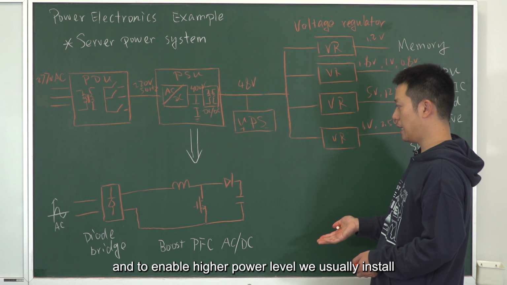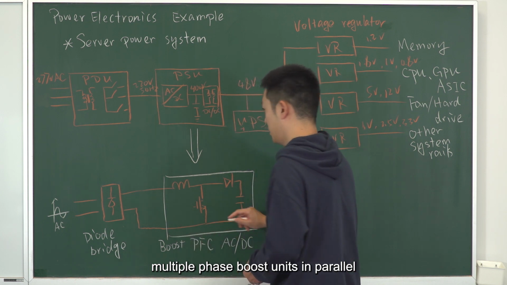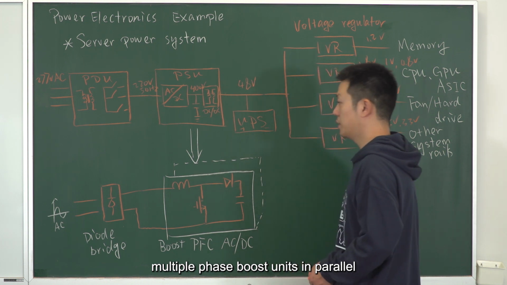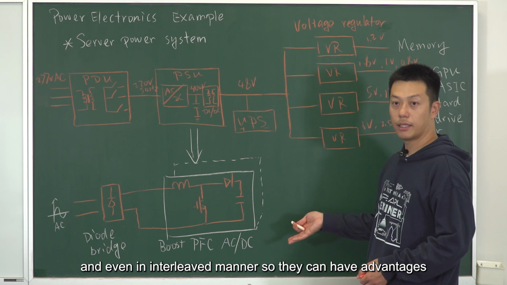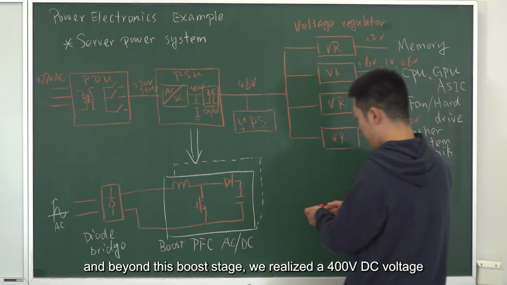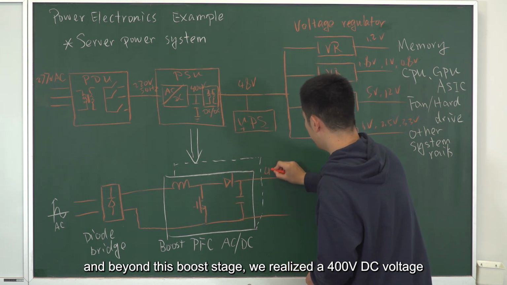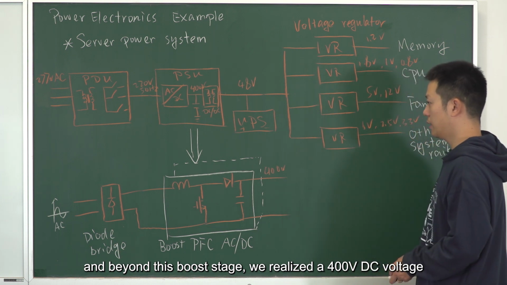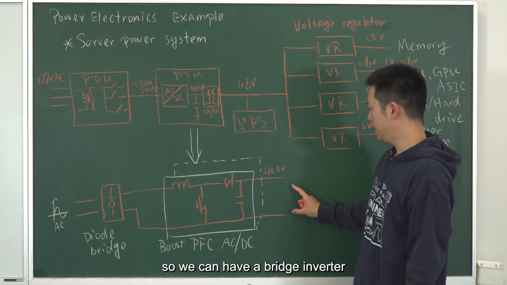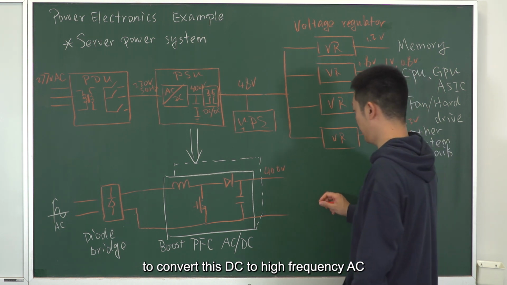And to enable higher power level, we usually can install multiple phase boost units in parallel and even in interleaved manner, so they can have advantages. And beyond this boost stage, we realize a 400 volt DC voltage. Then we can do the DC to DC conversion. So we can have a bridge inverter to convert this DC to high frequency AC.